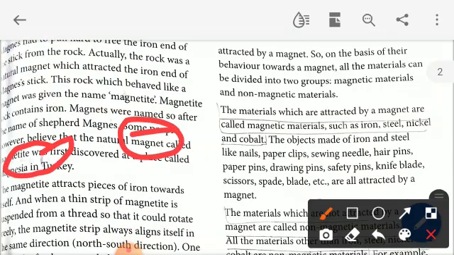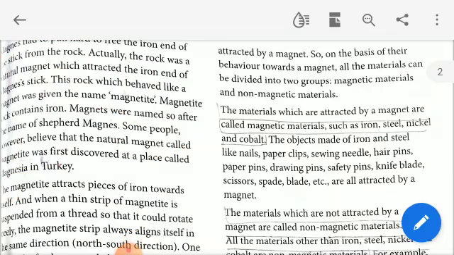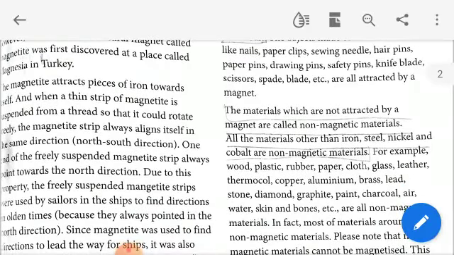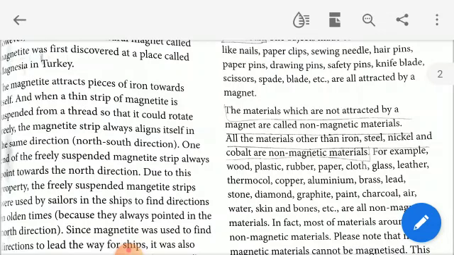The magnetite attracts pieces of iron toward itself. When a thin strip of magnetite is suspended from a thread so that it can rotate freely, it always aligns itself in the same direction, that is, the north-south direction. If you suspend a magnetite strip by attaching a thread in the middle, it always rests in a north-south position. That is what is written here.